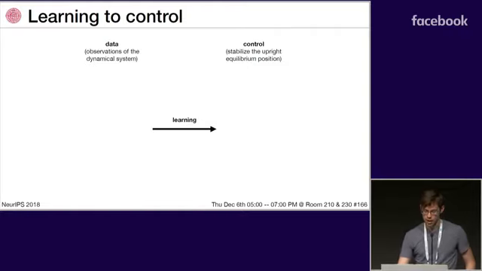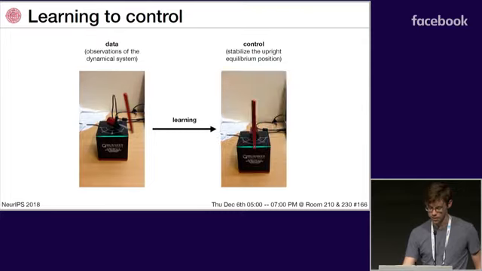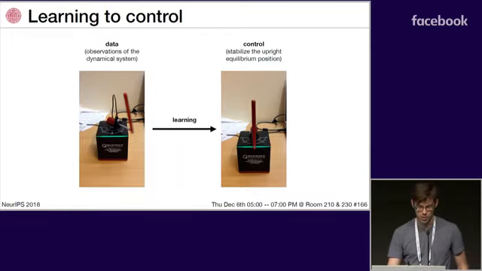So we're interested in the task of learning to control. That is, if you give us some data from an unknown dynamical system, for example, some pseudo-random excitations of this inverted pendulum, then our goal is to learn to control the system. In this case, the stabilized upright equilibrium position.